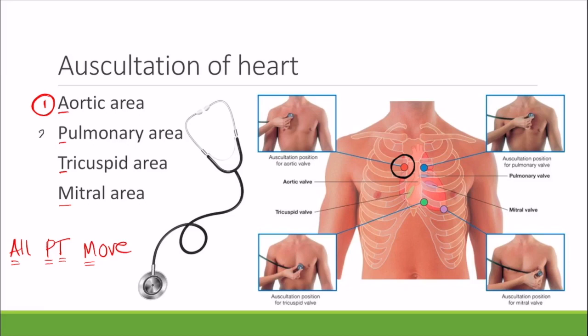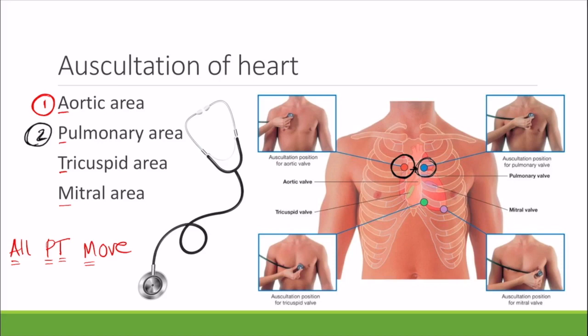The second area is your pulmonary area. The pulmonary area is directly next to the aortic. It's also in the second intercostal space, but now you go just to the left of the sternum. So you start on the second intercostal space on the right, listen to the aorta, move over to the left, and you listen to the pulmonary area.